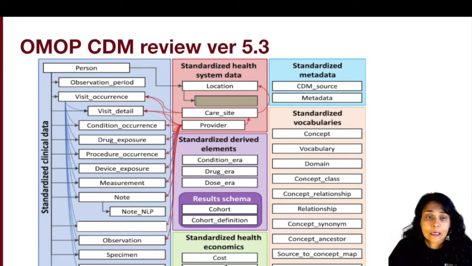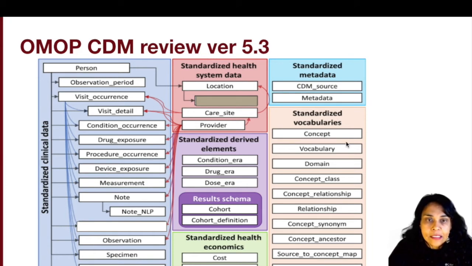The tables in this little green box, the cost and the payer plan period, are not populated for the Stanford data, though we're hoping to populate the payer plan period, which will give you some information about the plan type that the patient has. But the cost tables are not populated, and right now we don't have any plans to populate them.